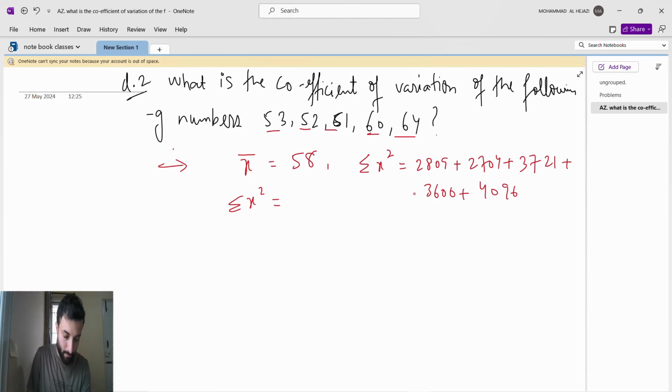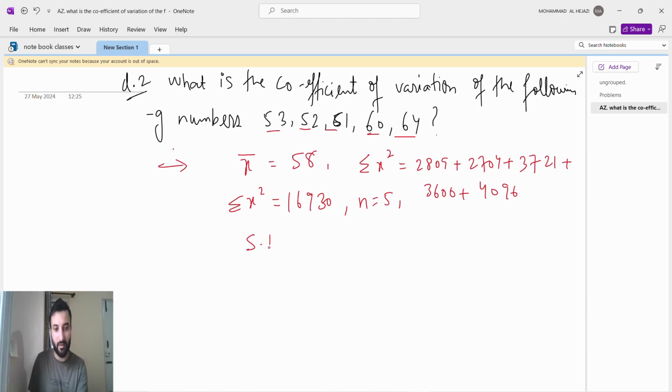2809 plus 2704 plus 3721 plus 3600 plus 4096, so 16,930. And what is n? N is 5. That's it. Now we'll find the standard deviation.